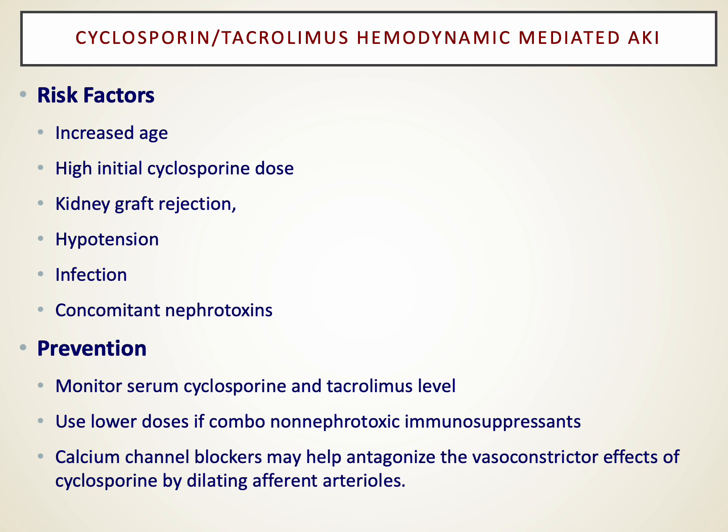So risk factors for this hemodynamically mediated injury with cyclosporin, for example, are increased age and high doses. If they've already had a kidney graft rejection, that's a problem. If they have hypotensive episodes, infection, or get a concurrent nephrotoxin. Many of these are the things you'd expect for any nephrotoxic issue. And we're going to monitor serum levels of these agents to make sure they're in range. Sometimes we see concurrent use of calcium channel blockers that may antagonize the vasoconstrictive effects of cyclosporin. Usually, though, that's going to be managed by the nephrology service. Typically, a general practitioner is probably not going to do that.